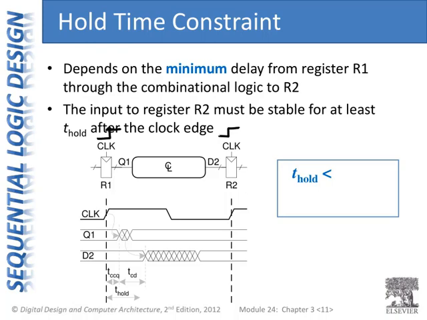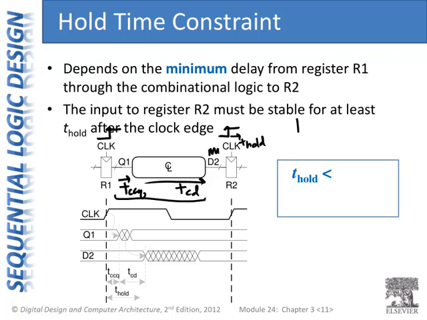We want to make sure that data doesn't race through. Well, the fastest it could get there is the contamination clock to Q, out to Q1. And then TCD is the fastest it could get to D2. We want to make sure it doesn't start changing D2 until a hold time after the clock edge. So basically this path can't be too fast.